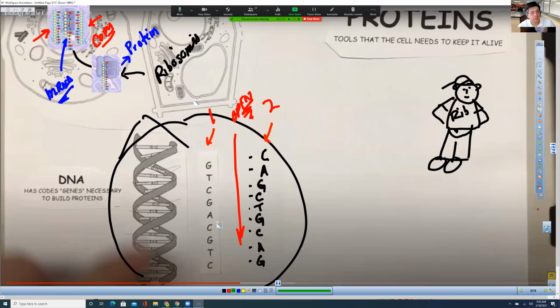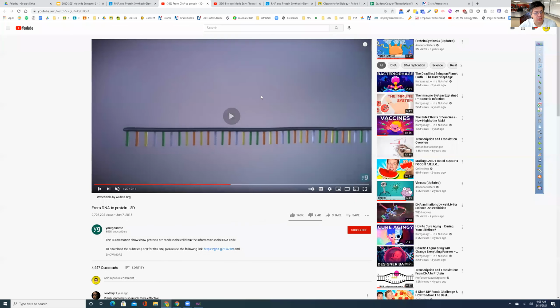Where does it need to go? To the ribosome. Exactly, very good. So now what you're gonna see is, just like I'm showing you here, this thing is gonna leave the nucleus and go to the ribosome, all right? And so here it is, check it out.